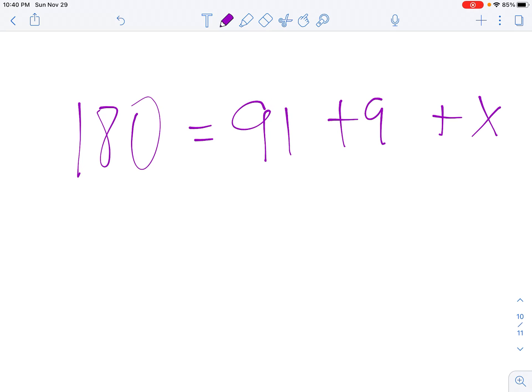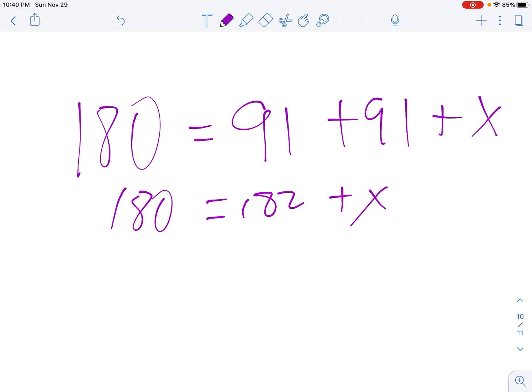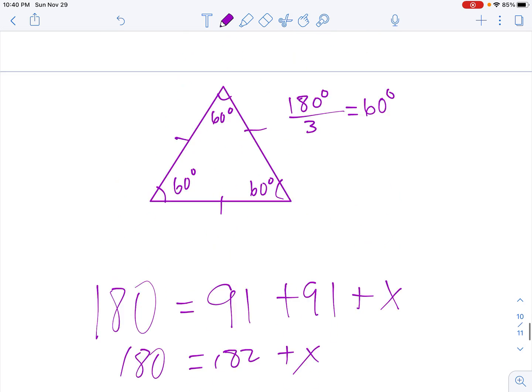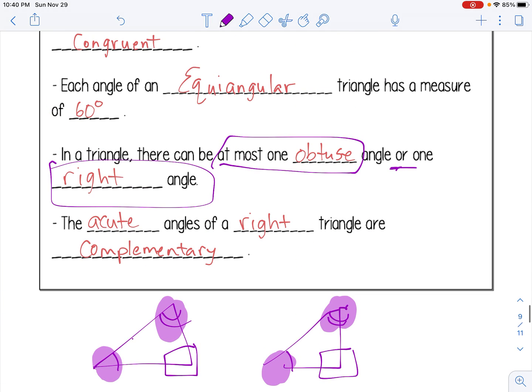Same thing. I'll just use 91 for obtuse, right? It could be any value bigger than 90. But 91 twice is 182. And when I solve, I'm going to get the third angle to be a negative degree measure, which isn't going to make any sense. So we've got in a triangle, there can be at most one obtuse or one right angle. The other option is all three angles being acute.